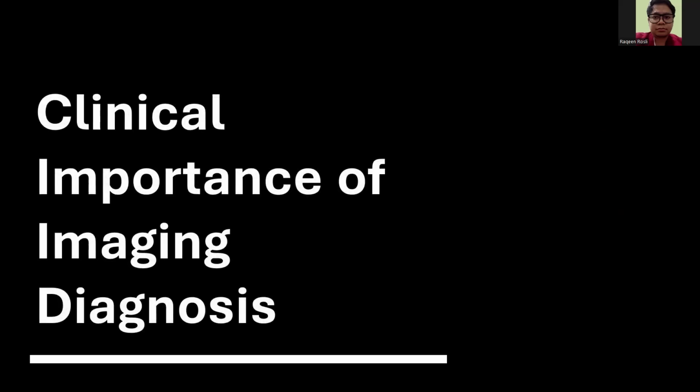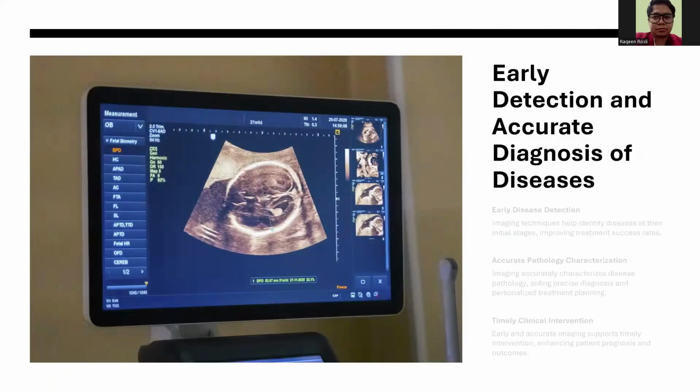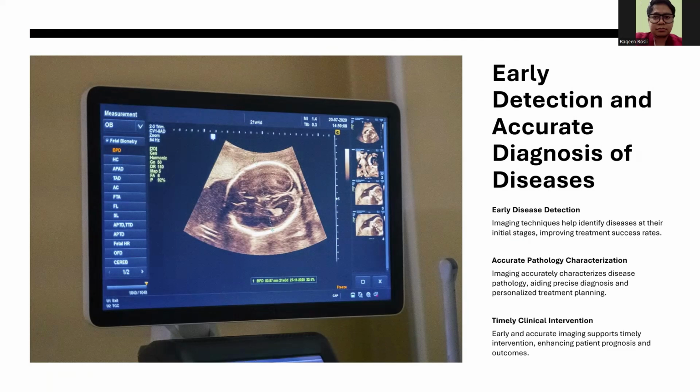So let's go into the clinical importance of imaging diagnosis. So mainly it is for early detection and accurate diagnosis of disease. Imaging techniques help identify diseases at their initial stage, which helps to improve treatment success rates. Imaging accurately characterizes disease pathology, aiding precise diagnosis and personalized treatment planning. Early and accurate imaging supports timely intervention, which enhances patient prognosis and outcome.